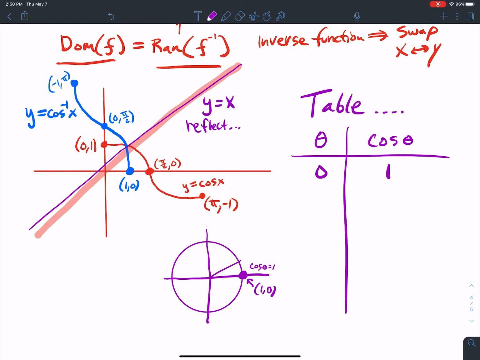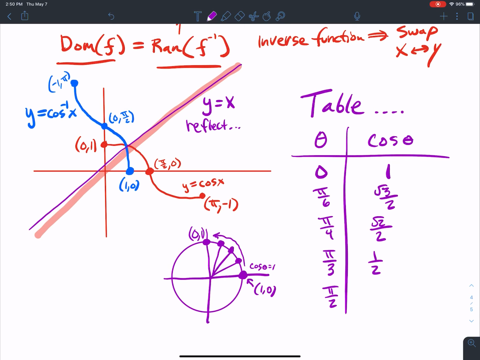At pi over 6, what do we have? We've got square root 3 over 2. At pi over 4, we have square root 2 over 2. At pi over 3, we have 1/2. What's happening? It's getting smaller. The x value is getting smaller and smaller until the x value actually becomes 0 at pi over 2.